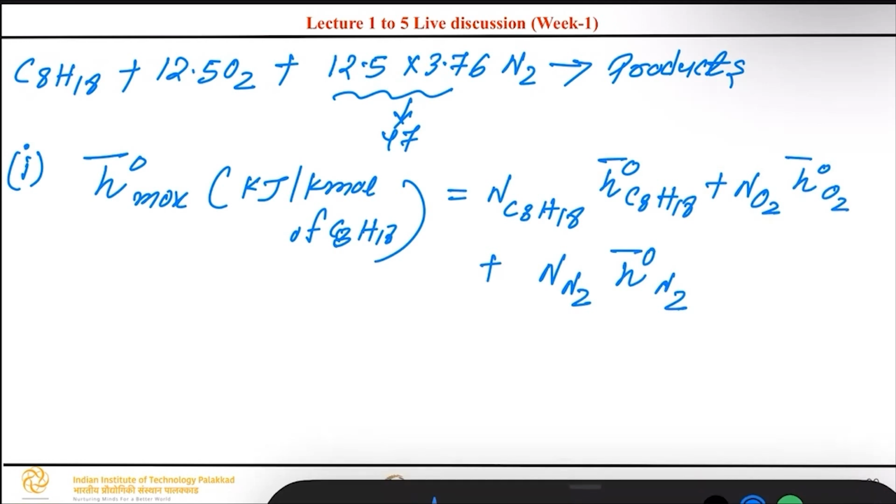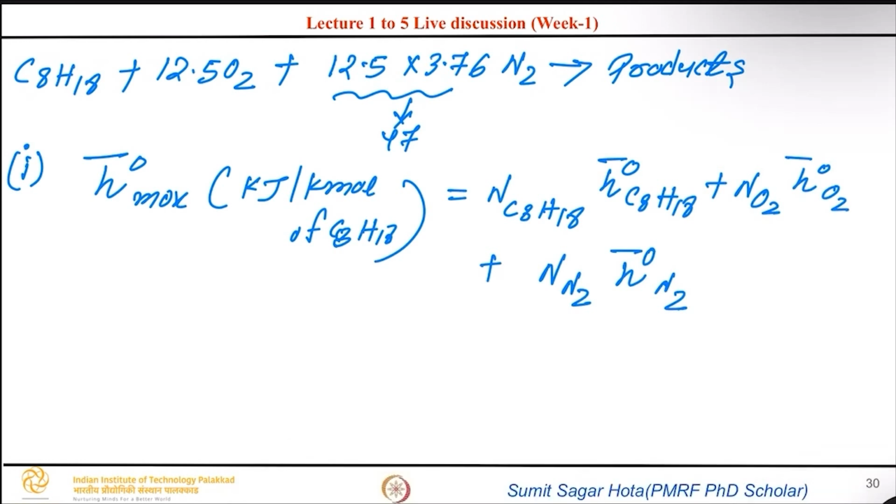Now, here some of the values are 0. Why? Because here oxygen and nitrogen are what? I already told, naturally occurring substances. So this is 0 and this is 0. Why also 0? We were already told from the assumption we are only considering enthalpy of formation. So enthalpy of formation for the naturally occurring species is 0. That is a very, very important statement. You should remember. Okay.